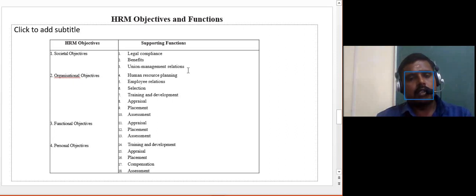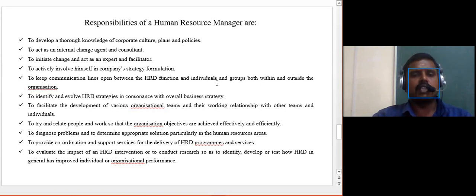And out of that, performance appraisal, placement and assessment, you can call it the functional objectives of human resource management activities, followed by training and development, compensation, assessment. It deals with the personal objectives of human resource management. So indirectly you can understand that without the objectives of human resource management, there is no meaning for the functions of the HRM and as well as the human resource manager.